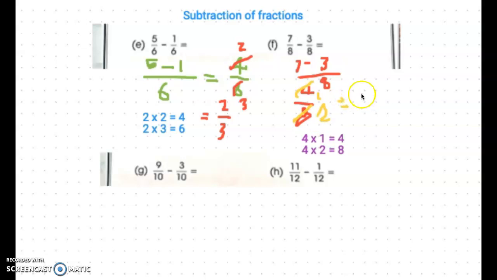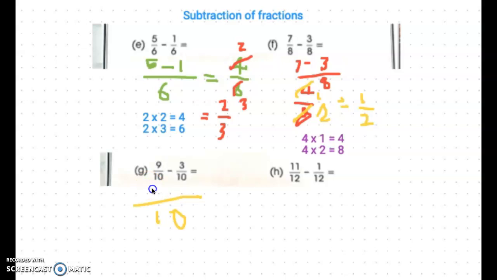So even in subtraction, we have to simplify the fraction we get after subtraction. After subtraction we get this fraction, right? Then we have to check whether this is the simplified version. If not, then you have to simplify again, and then you get the simplest fraction. Right? Now this one.